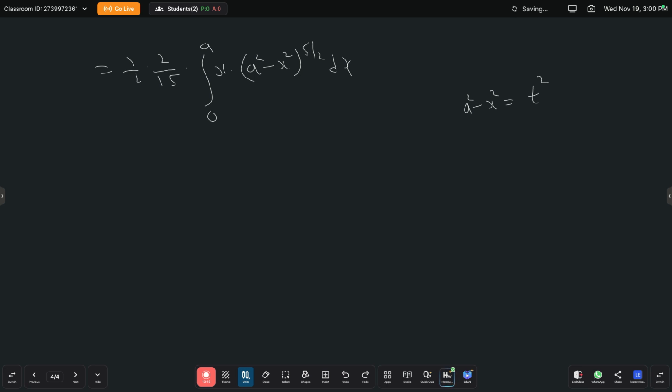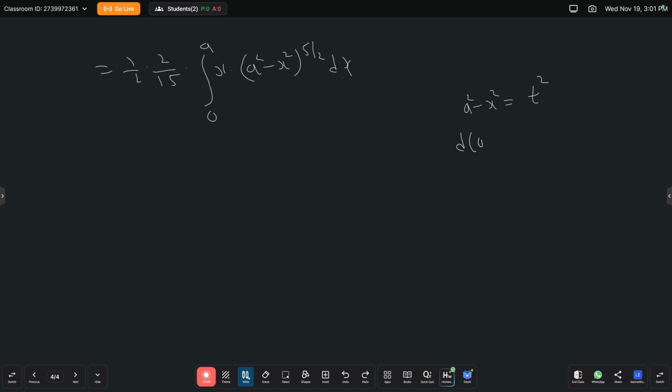So what substitution am I taking here? a square minus x square is equal to some t square. Now whenever we take a substitution, we have to change each and every one. We have to find dx, the derivative of x from this, and we have to change the limits also. So a square minus x square is equal to t square.